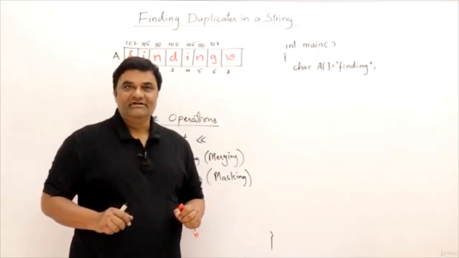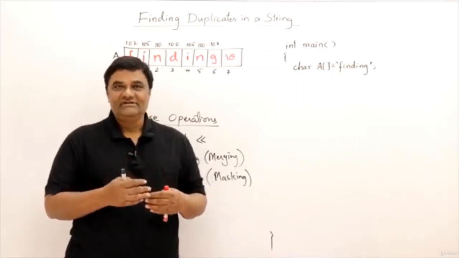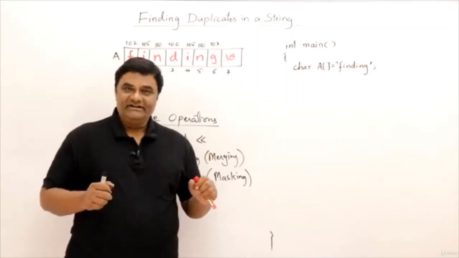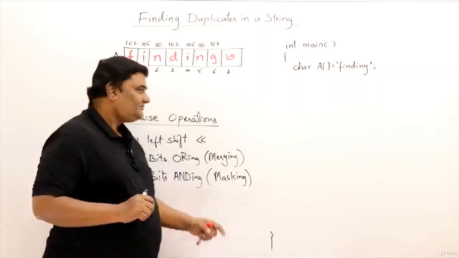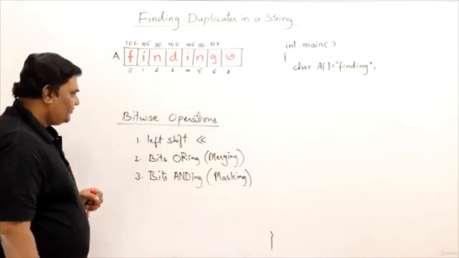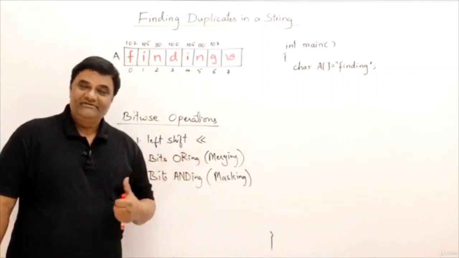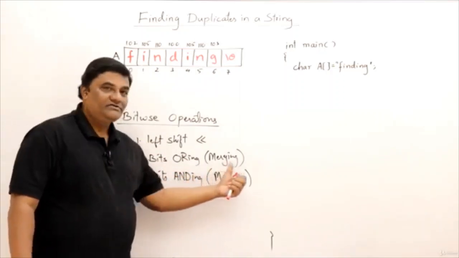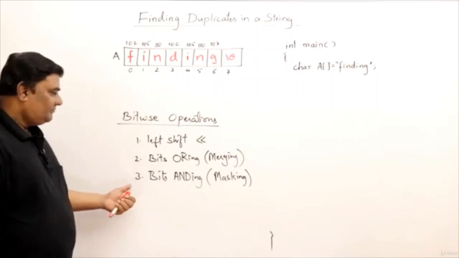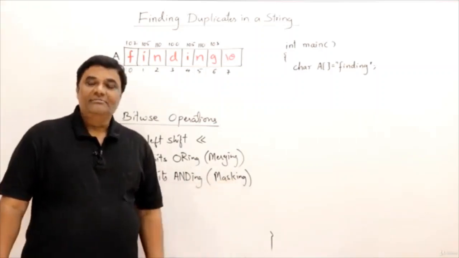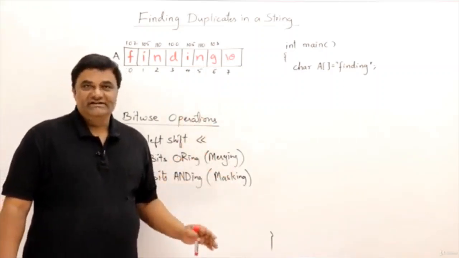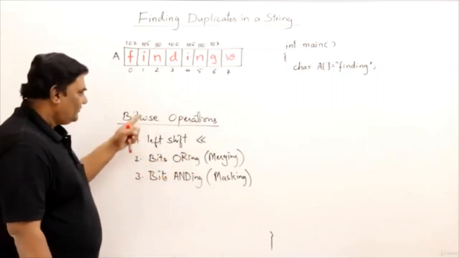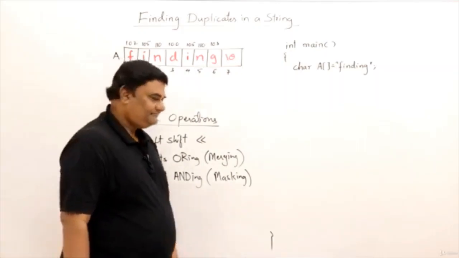For learning this method, we should have some concepts with us. So let us revise those concepts. Then we will find the duplicate elements in a string. The concepts that we should know are bitwise operations. What bitwise operations should we know? Left shift and bits ORing, which is also called merging, and bits ANDing, which is also called masking. So we should know these things. Then we will see how to find duplicates. So let me explain all these things one by one.